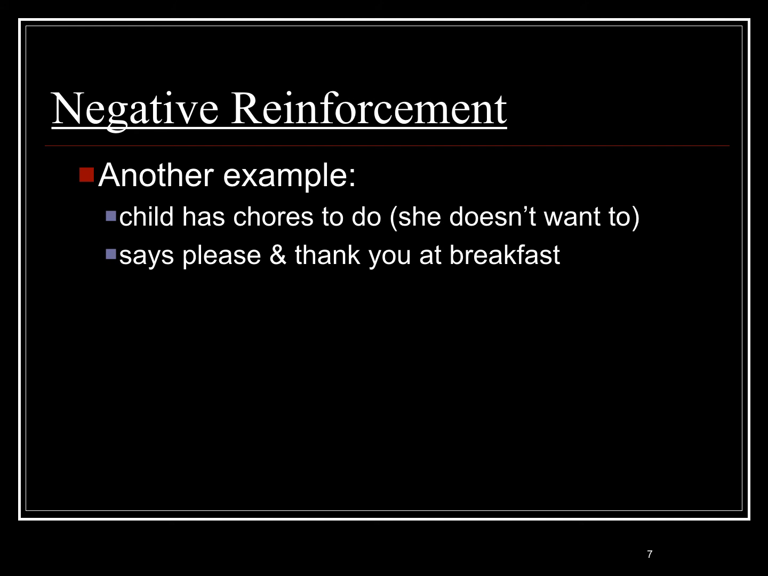So another thing that helps to keep these straight, don't think of the word negative as bad. Think of the word negative as subtraction. Something's being removed to reinforce that behavior.